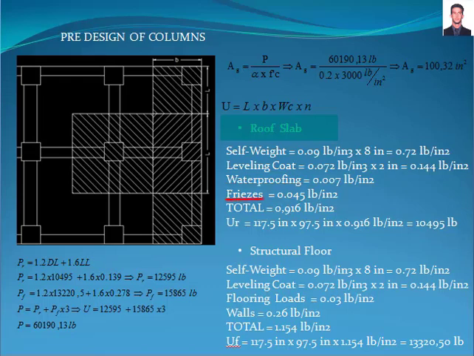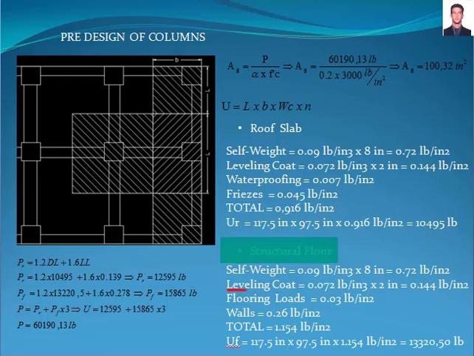The finish is the coat that will give the slope for rainwater runoff. The total weight of the roof slab is 0.916 pounds per square inch. The axial load transmitted from the roof slab to the columns is 10,495 pounds.